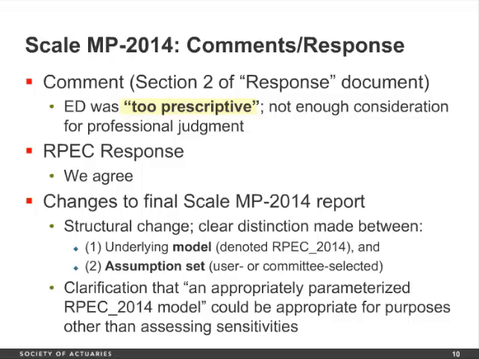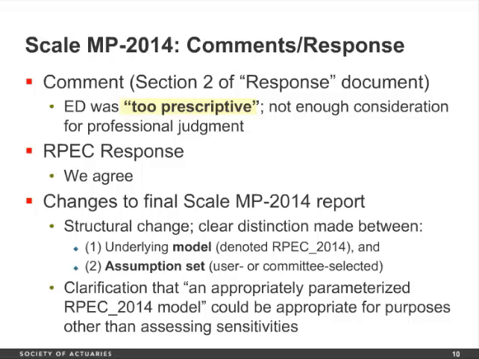So basically on this one, RPEC looked at what we had done, saw the comments that we received, and ultimately we agreed that we were a little too prescriptive in the exposure draft. And so we did make some changes to the final scale MP-2014 report. The big thing was a structural change. Before, we had a model in which the assumptions were all combined. The big structural change here is that we're now making a very clear distinction between the model itself and the assumption set that gets inputted into the model to come up with the 2D rates.